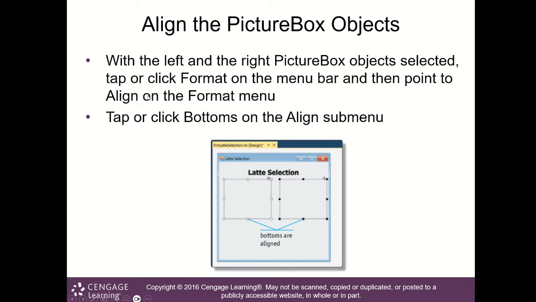Then you have to align. So with the left and right picture box objects selected, tap or click format on the menu bar and then point to align on the format menu. Tap or click bottoms on the align submenu.